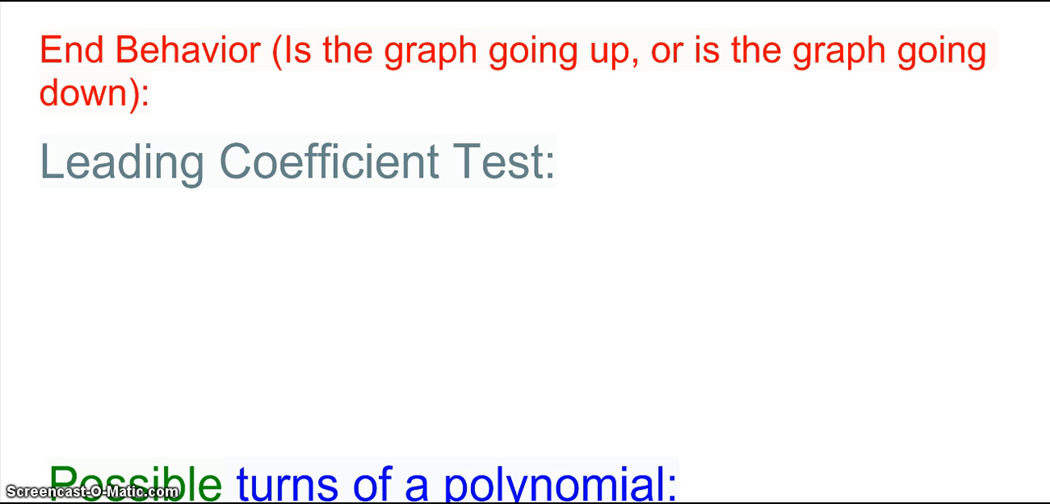Okay, so now a few other things about polynomials. End behavior. What we're talking about is the graph going up or going down as the graph goes to the right and to the left. So as x goes to infinity, what does f of x, or y, do? Is it going up or is it going down? To determine that, we have what we call the leading coefficient test. It's a lovely little table that relates the leading coefficient and the degree.